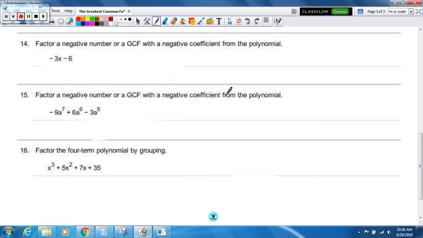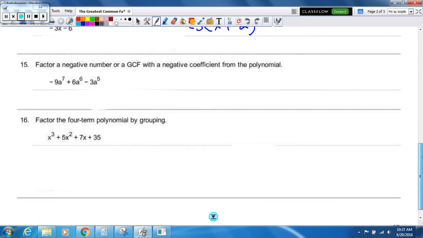The next one, they're asking you to take a negative number out. So you're going to take a negative, and then you can also divide each of those by 3. So negative 3 and an x, and you took negative 3 out, so that's an x left over. Now this is where you've got to be careful. A negative divided by a negative is a positive, and 6 divided by 3 is 2. So negative 3 times the quantity x plus 2 is your answer on that one.